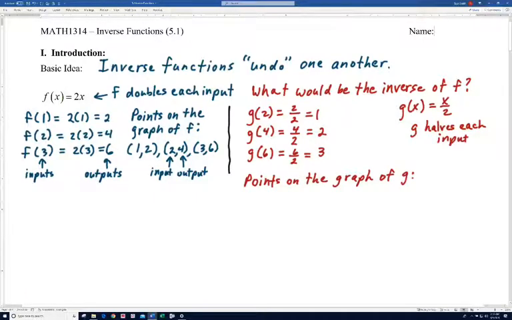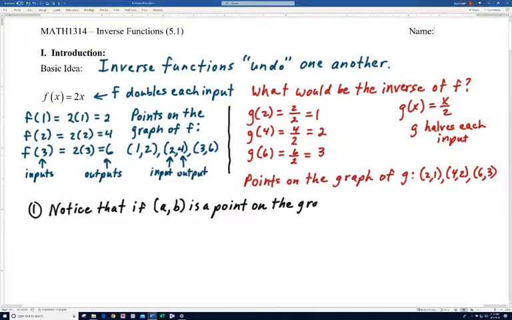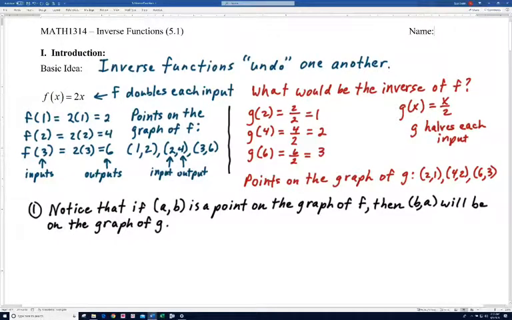Notice the points on the graph of g. That would be (2, 1), (4, 2), and (6, 3). So these are the same exact points that we got for f. They're just in reverse order. And so we've discovered a pattern. Notice that if (a, b) is a point on the graph of f, then the point (b, a) will be on the graph of g. There's going to be several of these, what I call inverse facts, that we'll establish along the way in this lesson here.